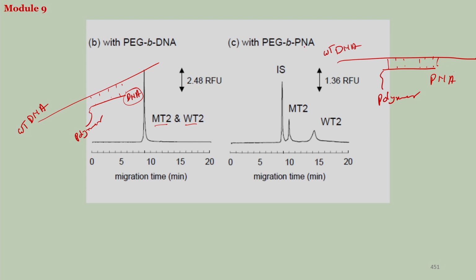PNA on the other hand is able to detect all three of them: scrambled sequence, mutated sequence, wild type sequence. Very nice separation. This is a beautiful, very clean separation that you can see. So, because the binding affinity of the PNA with the target DNA is high and with the mutant is very low, that is the distinction.